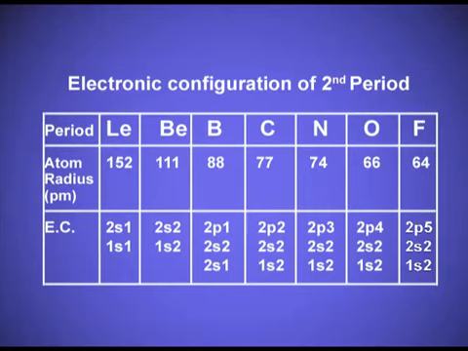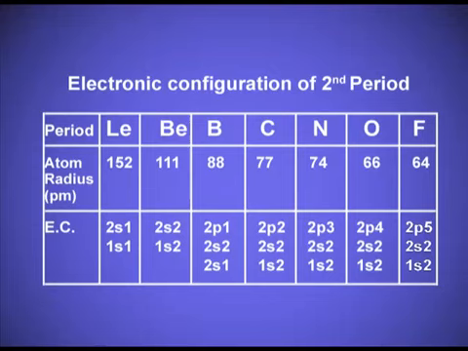Again, I am showing you the electronic configuration of the second period. From this distribution of electrons also, you can see the increase in the effective nuclear charge and the electrons entering the same shell. From the data, you can see the atomic radii in picometers: lithium has 152 picometers, beryllium 111, boron 88, carbon 77 picometers, nitrogen 74, oxygen 66 picometers and fluorine 64.